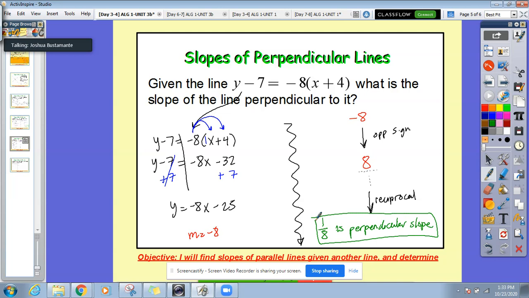So again, we had this original line right here. We found its slope to be negative 8. And then we do the opposite and reciprocal to get the perpendicular slope. And that's all it is to finding slopes of perpendicular lines.